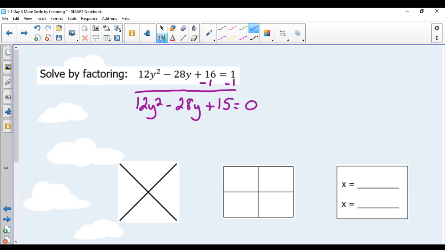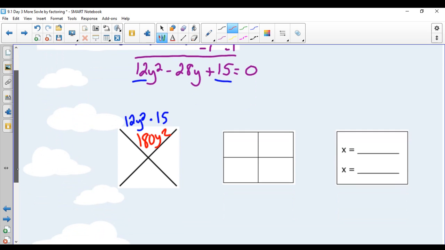So now what we're going to have to do is the first term times the last term. So I need to do 12y squared times 15. And that's going to give me a really big number, which is actually okay. It's going to give me 180y squared.